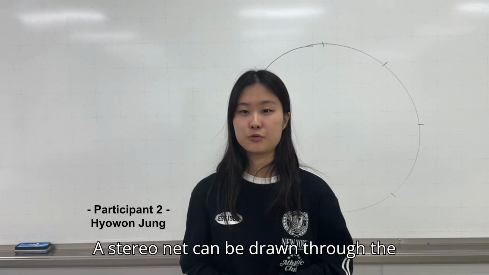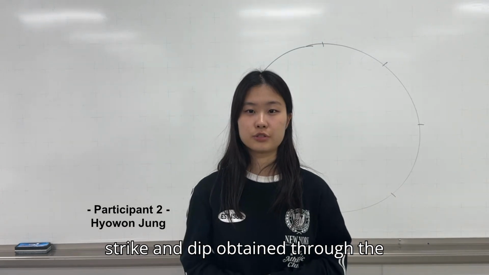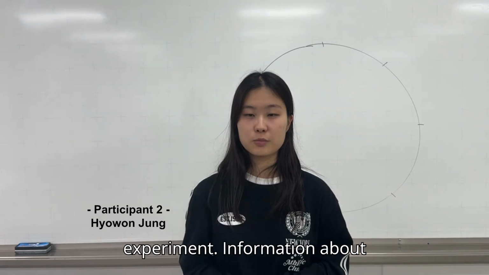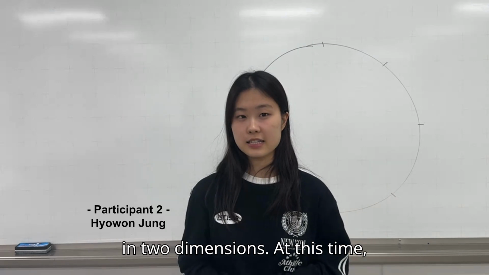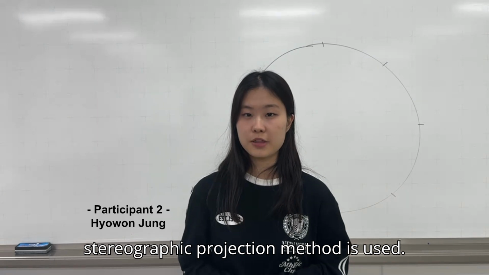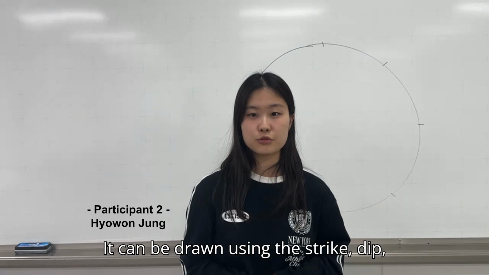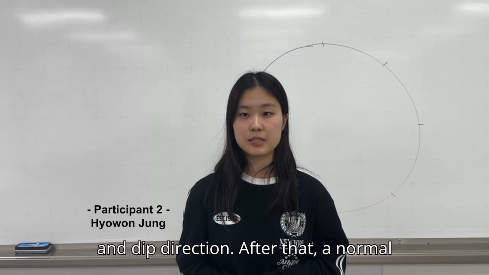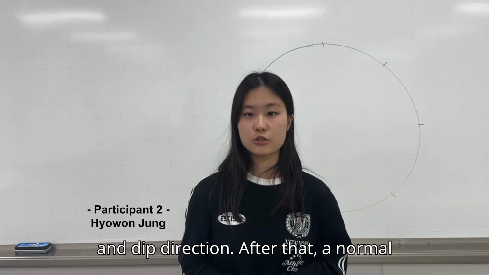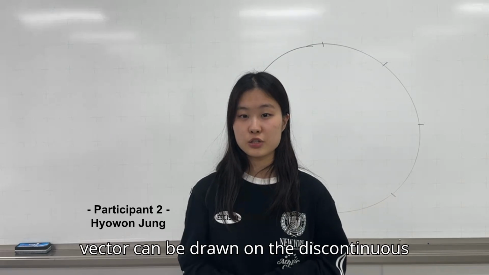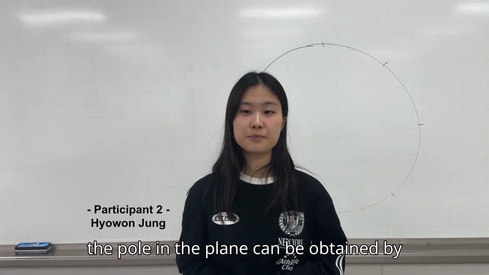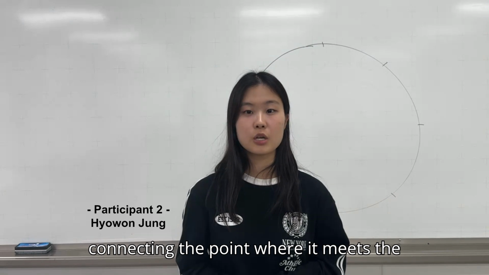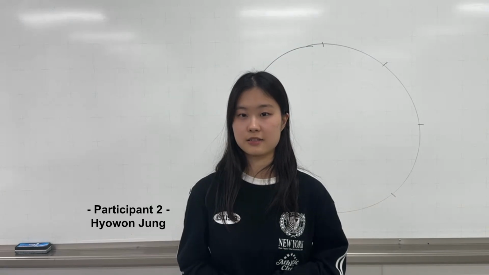A stereo net can be drawn through the strike and dip obtained through the experiment. Information about its discontinuous surface can be displayed in 2 dimensions. At this time, the stereographic projection method is used. It can be drawn using the strike, dip, and dip direction. After that, a normal vector can be drawn on the discontinuous surface at the center of the sphere. And the pole in the plane can be obtained by connecting the point where it meets the sphere and the zenith.